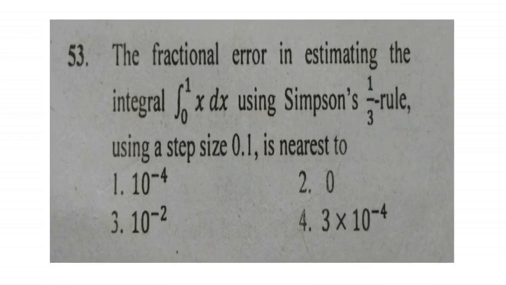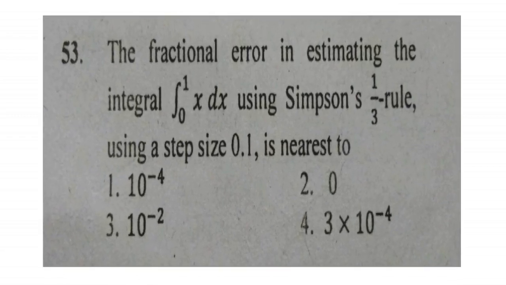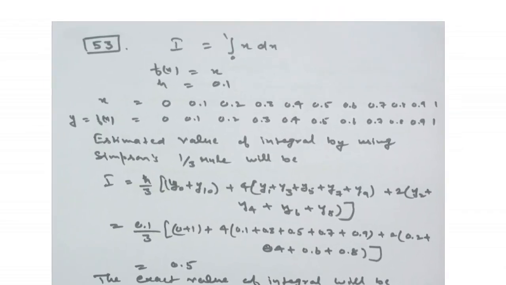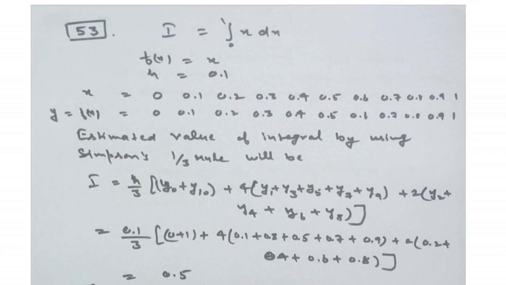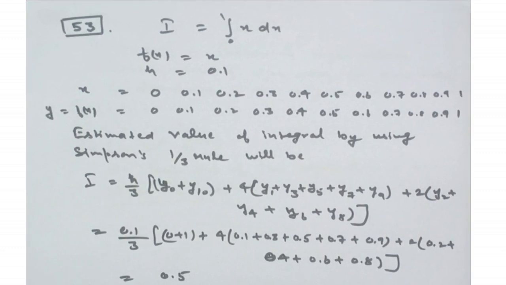Now the next question is the fractional error in estimating the integral 0 to 1 x dx using Simpson's 1/3 rule using a step size 0.1 is nearest to. Now in this question we have to calculate the fractional error. So for that first we have to calculate the integral with Simpson rule and then exact value of integral and then we can calculate the fractional error.